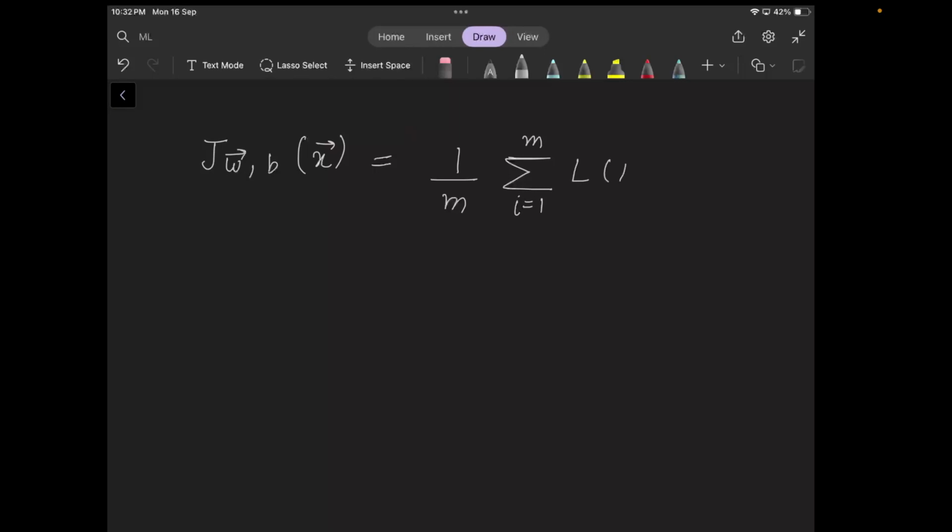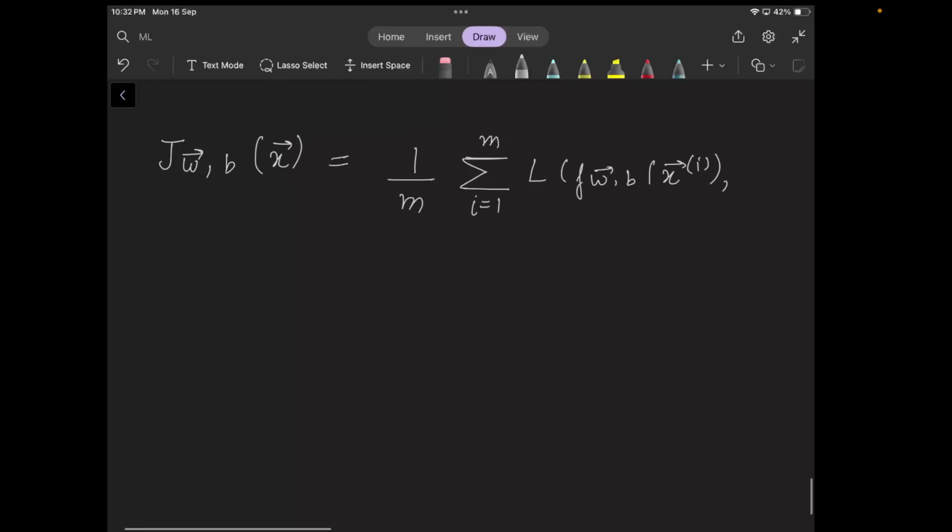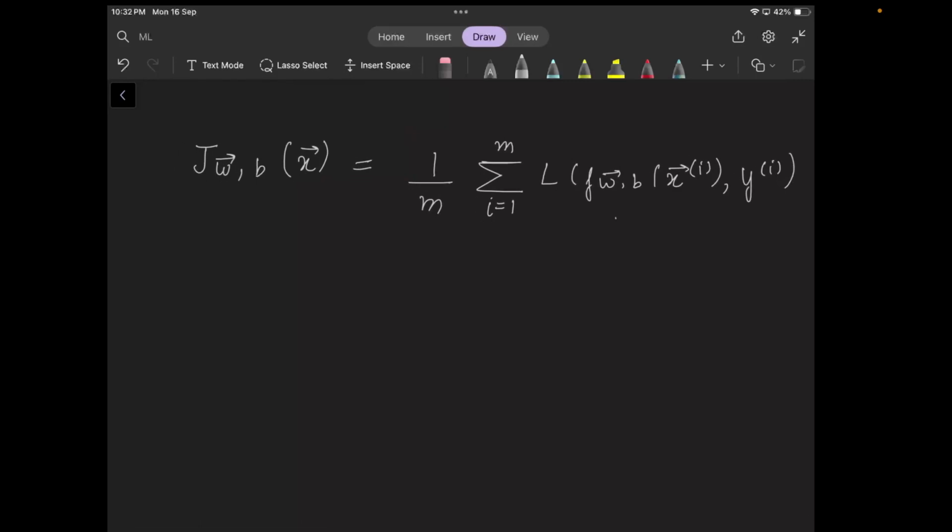Times the loss function of f w comma b of x for the ith. I keep on forgetting the i for some reason. And y of i. And the loss function inside, we have written the expression as minus y of i times log of.